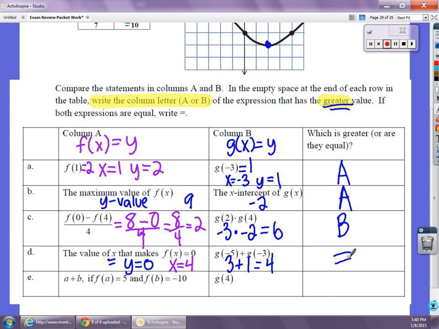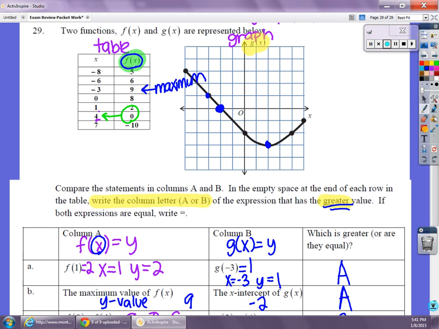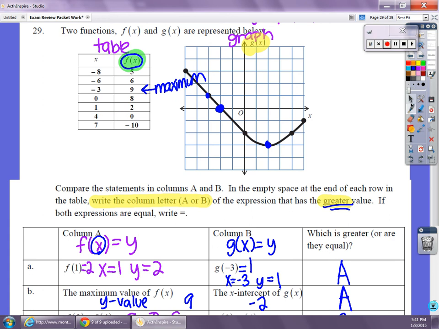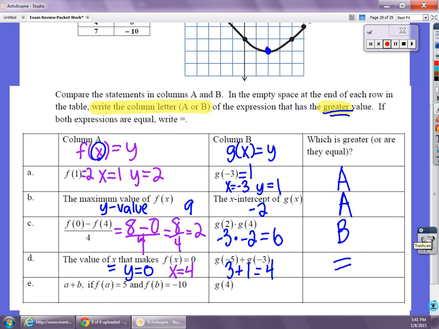And finally, part E, a plus b, if f of a equals 5 and f of b equals negative 10. So we don't know what a and b are in this case. Well, we're looking for what's inside the parentheses. Well, x goes inside the parentheses here, right? So we actually need the x values here. So we're going to look at that right column again. So we want to know when y equals 5. Let's find it here. When y equals 5, there it is. What's x? X is negative 8. Let me write that down here. So a is going to equal negative 8.